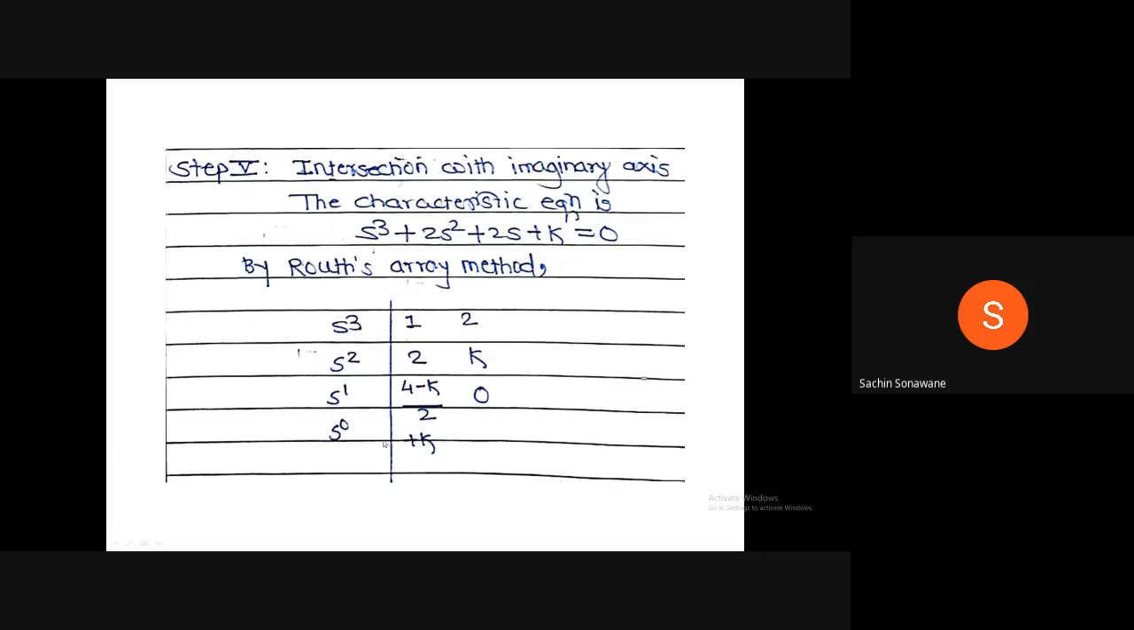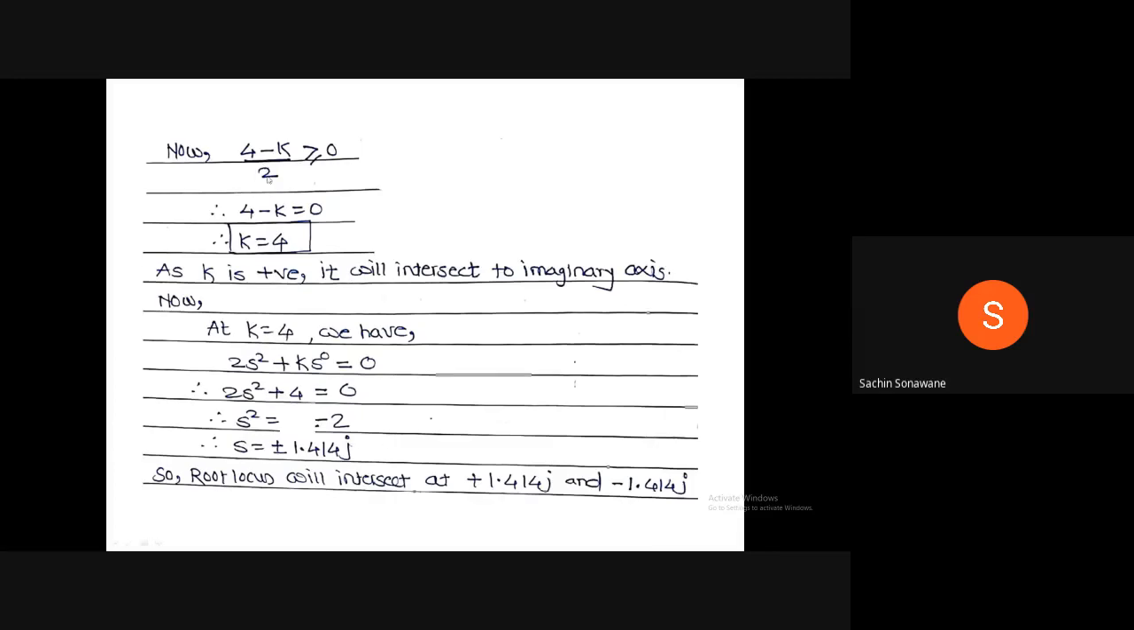Therefore, 4 minus K divided by 2 is equal to 0. We have to equate it. Therefore, K is equal to 4. As K is positive, it will intersect the imaginary axis. We have 2s square plus K s raised to 0 is equal to 0. Therefore, 2s square plus 4 is equal to 0. Therefore, s square is equal to minus 2. Therefore, s is equal to plus minus 1.414j. So the root locus will intersect at plus 1.414j and minus 1.414j.